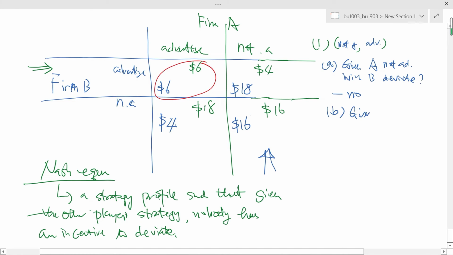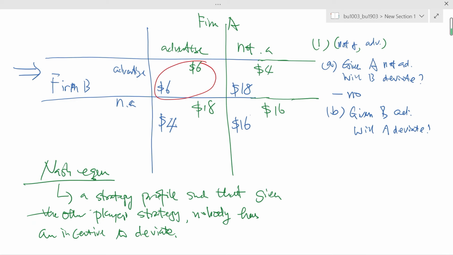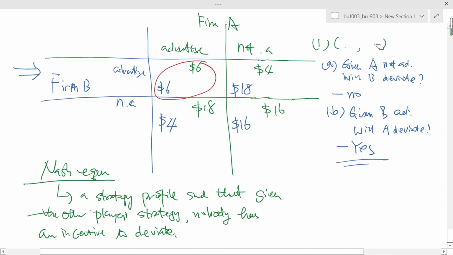Then given B advertises, will A deviate or not? Given that B advertises, we are in this row. Will A deviate from not advertise to advertise? The payoff of not advertise is $4. If A switches to advertise, then the payoff increases to $6. So the answer is yes. So now we find that somebody indeed has an incentive to deviate. So not advertise is not a Nash equilibrium. And similarly, firm B not advertise, A advertise is also not a Nash equilibrium, by symmetry.